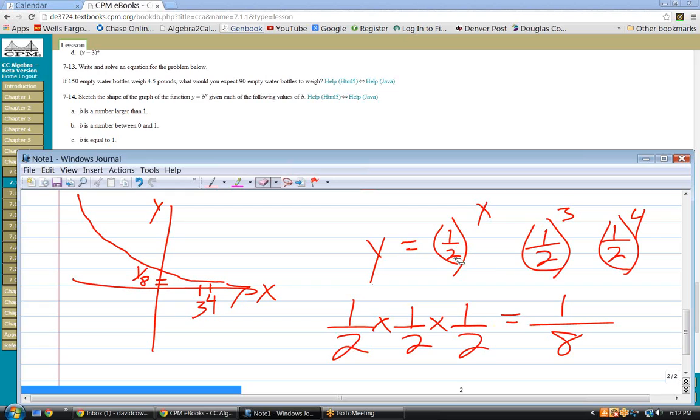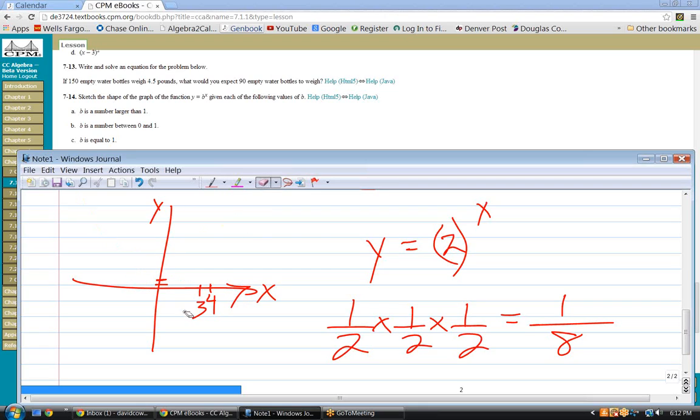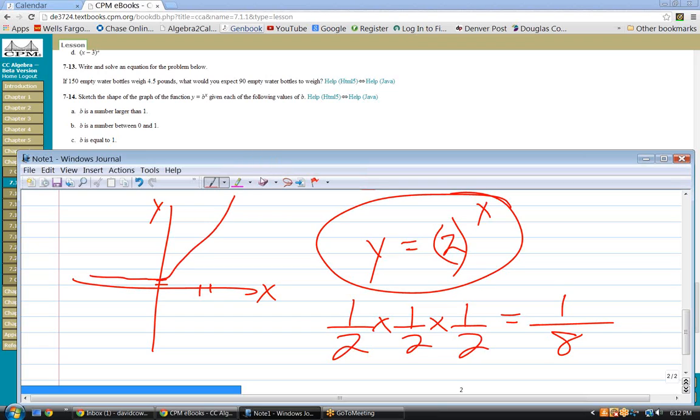Okay? Wait, so was that problem A or B? We talked about A when I had 2 up here. In other words, when I had a number greater than 1, it got bigger. Wait, y got bigger? Yes. In other words, the graph for this function looks like this. It goes from lower left to upper right. It grows as x goes to the right.